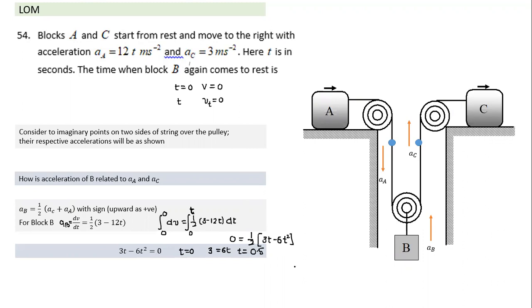So these are some examples of constraint motion, and we'll continue with some more later on. So I'll stop here and we continue with the rest in the next session.